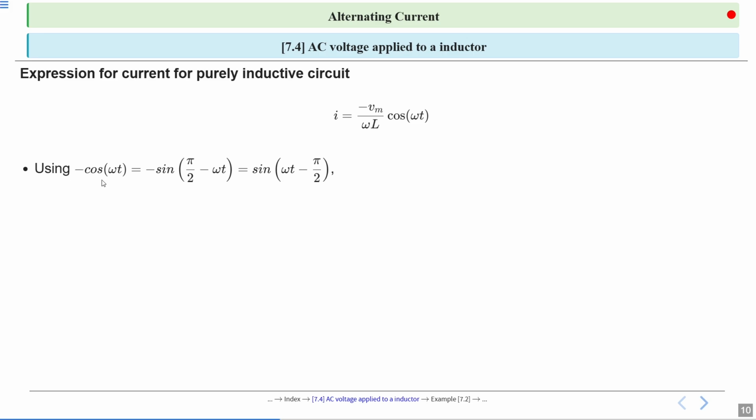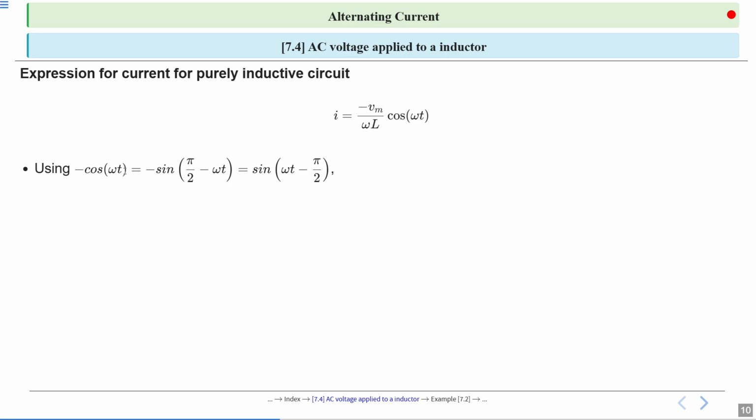Now, using minus cos omega t, what is cos omega t? By using the trigonometric identity, sin 90 minus theta is equal to cos theta, and cos 90 minus theta is equal to sin theta. Okay, this is the conversion property. So cos theta will be equal to sin 90 minus theta. 90 degrees is represented in radians as pi by 2. So sin pi by 2 minus omega t, considering omega t as angle theta. So sin 90 minus theta will be equal to cos theta, so sin pi by 2 minus omega t will be cos omega t.